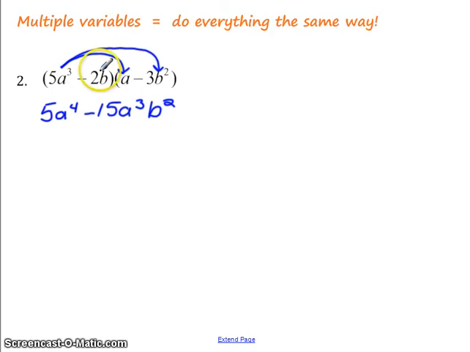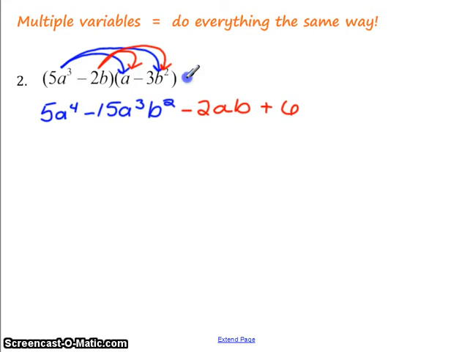Once I'm done with that, I'm going to move on to the second term in the first parentheses, and I'm going to distribute that. So that's going to be negative 2, and then there's just a single a and a single b. And when I distribute that to the second term in the second parentheses, I'm going to get negative 2 times negative 3 is positive 6.